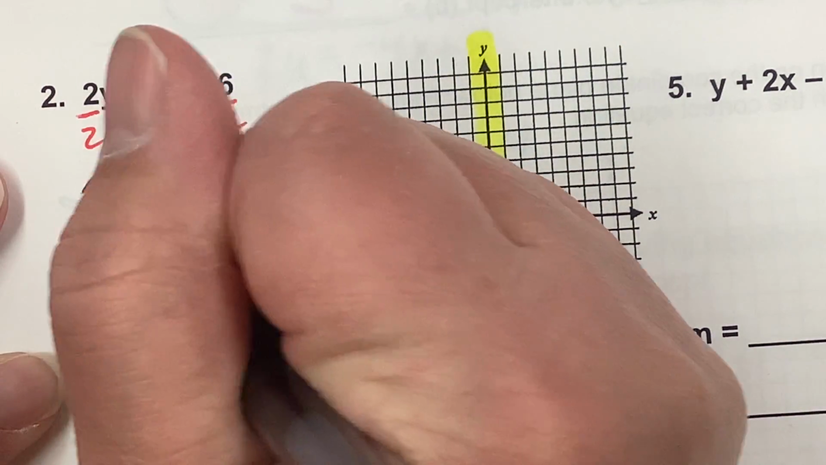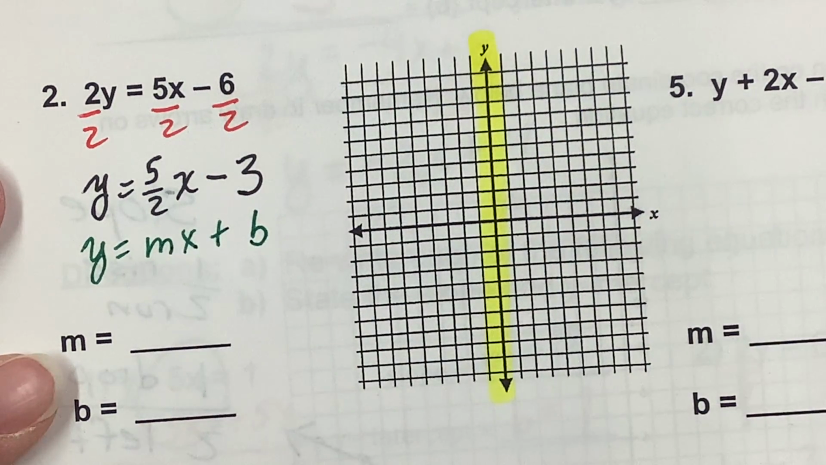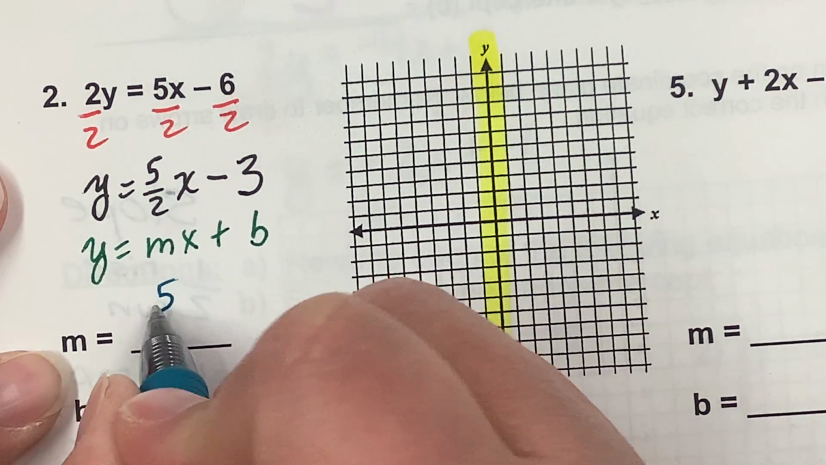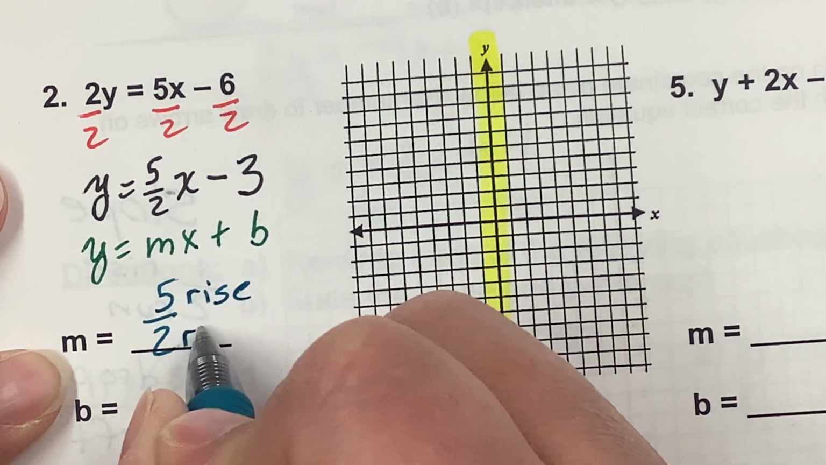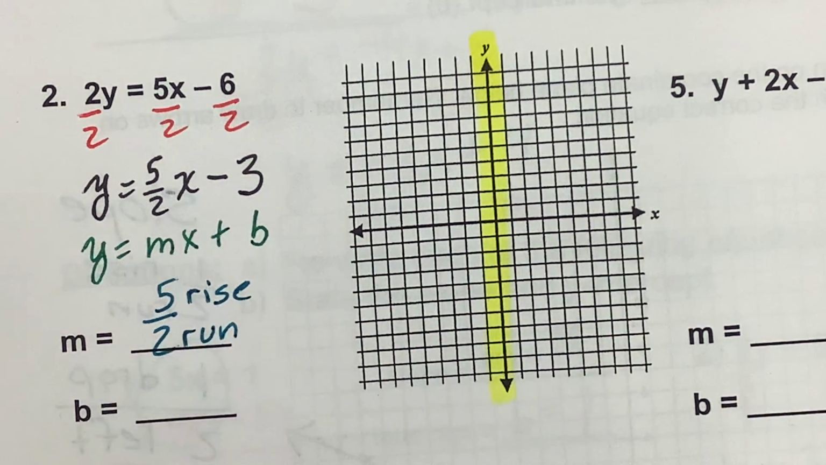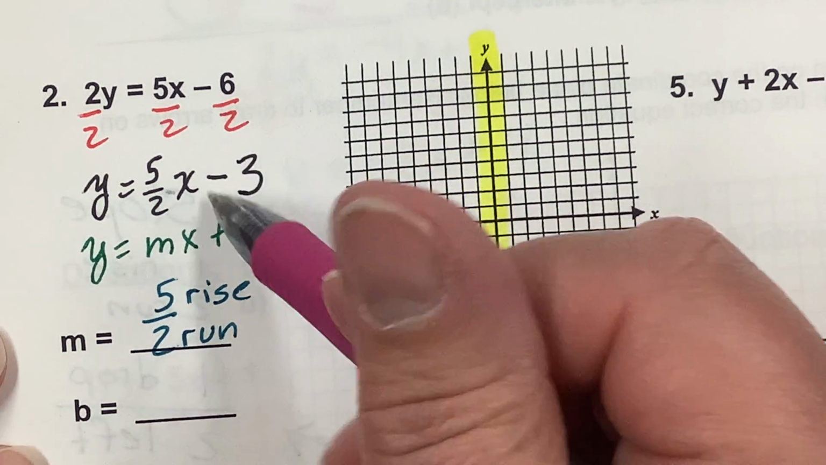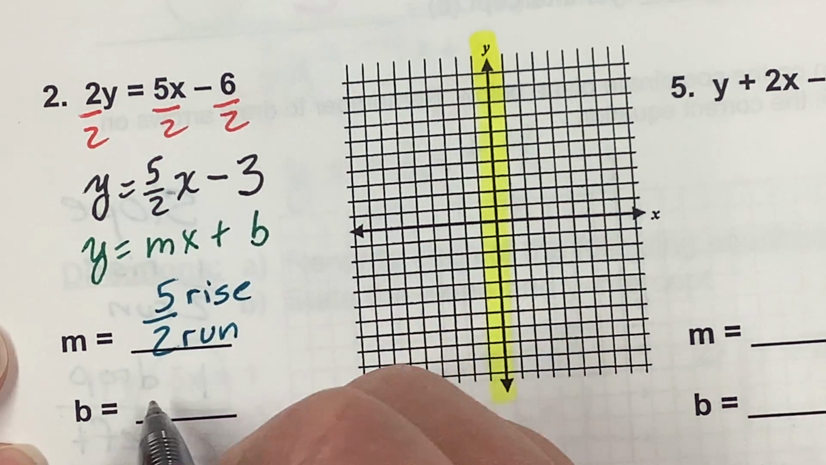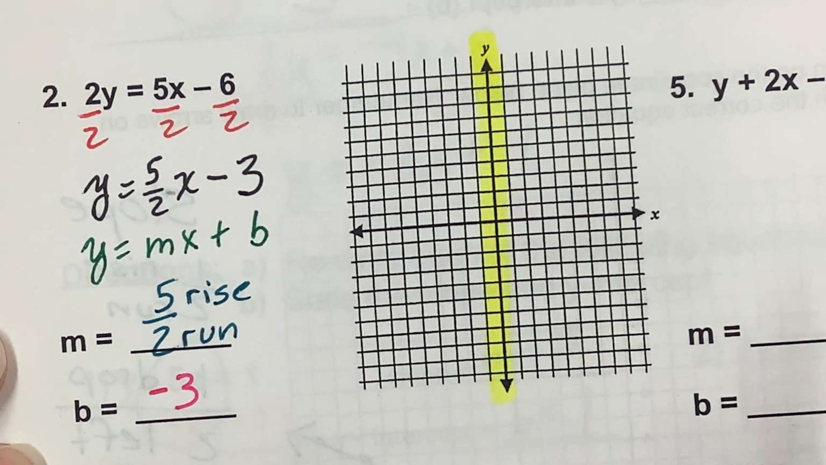So y equals mx plus b. Oh, look at that. My m is 5 over 2. That means I'm going to rise 5 and run 2. But where to begin? Begin at the back at the b. And b is negative 3. I know it says minus 3, but that minus 3 makes this negative 3. So b equals negative 3.